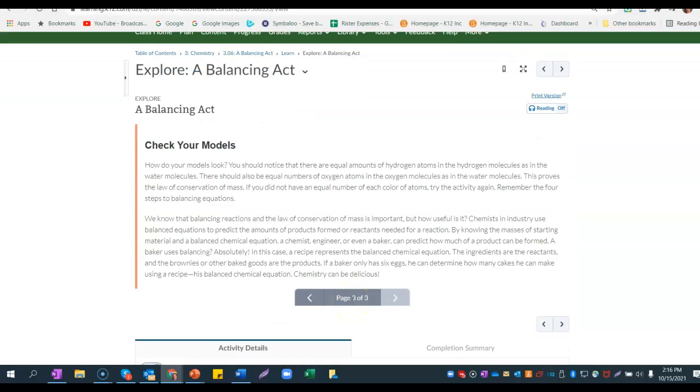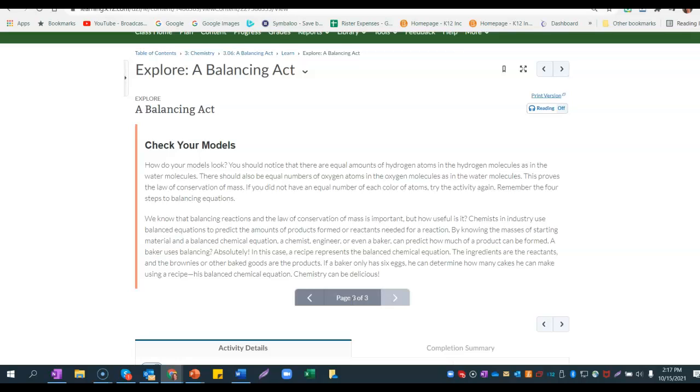All right, so how do your models look? You should notice that there are equal amounts of hydrogen atoms in the hydrogen molecules as in the water molecules. So there should be an equal number of oxygen atoms in the oxygen molecules as in the water molecules. This proves the law of conservation of mass. If you did not have an equal number of each color of atom, try the activity again.